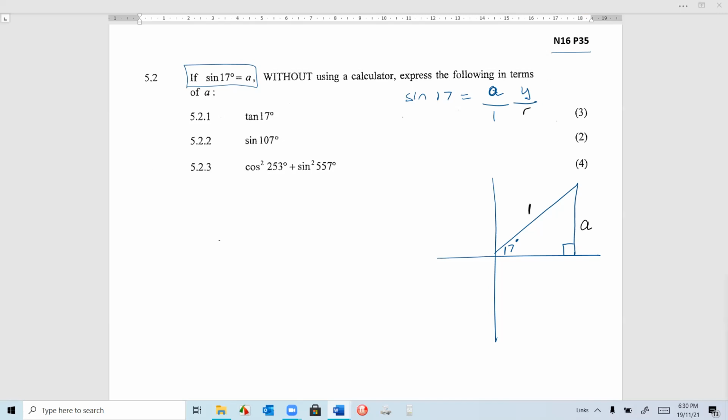So if we're looking at this question here, we're now looking at a question that involves sine 17 is equal to A. I just want to repeat that for those that joined in late. If they're telling us that sine 17 is equal to A, as a fraction we can write A as A over 1. By definition, we know sine is Y over R.